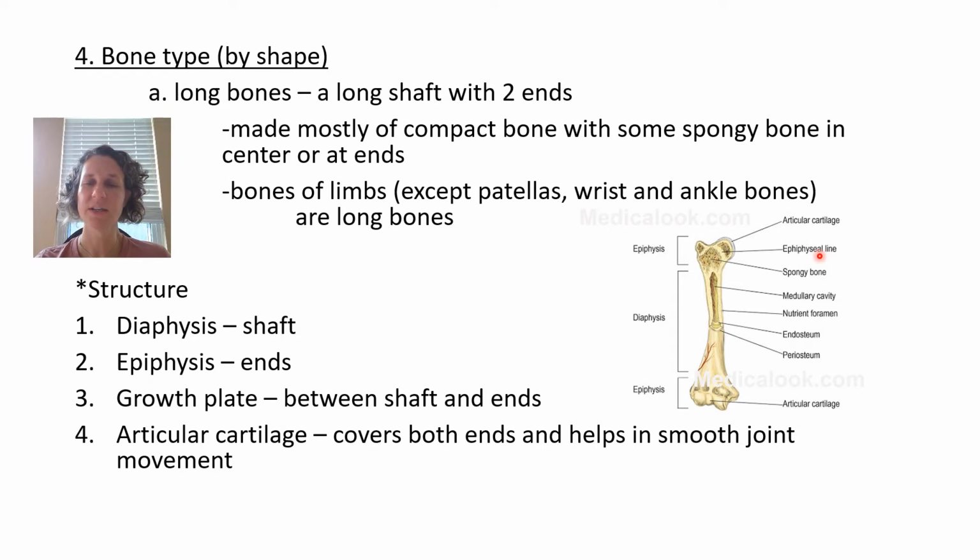And so each end, and they have a similar kind of knob-like structure. Then you have a growth plate that's not really labeled on this picture, but sometimes people will call it the epiphyseal line, or they'll have it where you have the meeting of the shaft with the epiphysis. And then you have articular cartilage, and this is covering the ends of the bones. It helps the bones move, or the joints move smoothly.